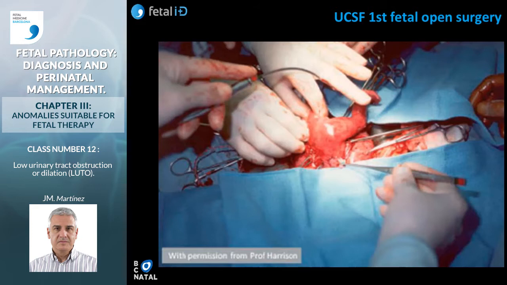This was the first case of fetal open surgery in the history of humanity. It was a posterior urethral valve case in California. They made 3 to 4 cases, but all of these had poor outcomes due to the aggressiveness of open surgery, and this therapy was abandoned, so the vesico-amniotic shunt was then considered.